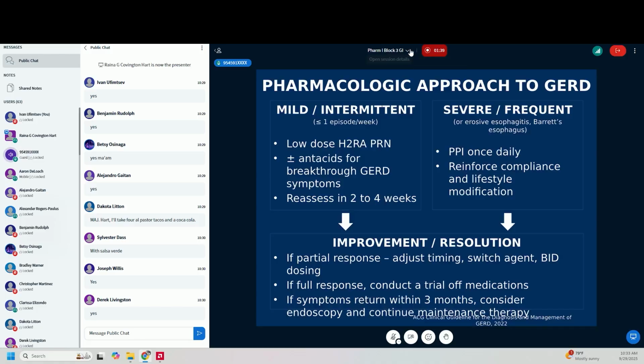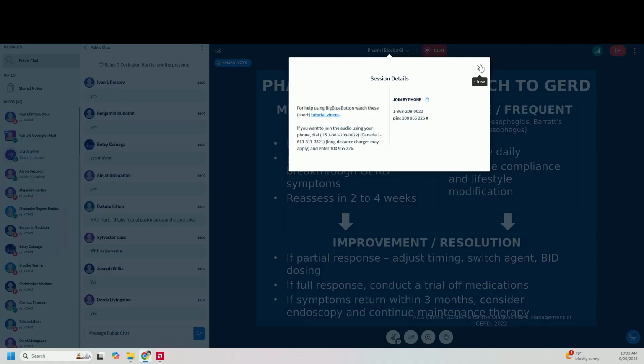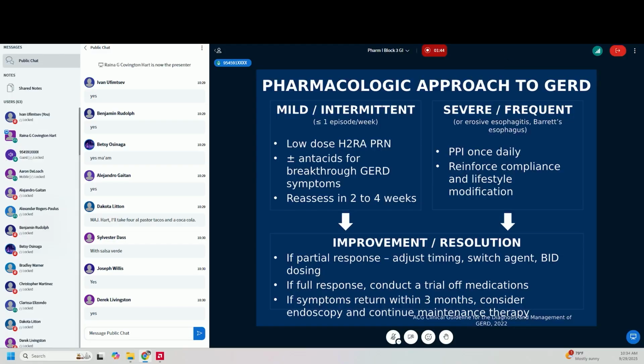Whereas if I have a severe or frequent patient, I'm going to put them on a PPI, proton pump inhibitor, and I'm going to say, hey, this is something that you're taking every single day. They're going to be on that medication every single day to make sure that they have a response and that they're decreasing the symptoms that they're experiencing from the GERD.